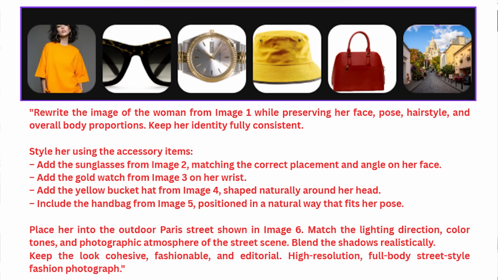I'll add the prompt: rewrite the image of the woman from image 1 while preserving her face, pose, hairstyle, expression, and full body proportions. Keep her identity perfectly consistent. Add the sunglasses from image 2, placing them naturally on her face with correct perspective and angle. Add the gold watch from image 3 on her wrist with realistic scale and reflections. Add the yellow bucket hat from image 4, shaped naturally to her head and hair. Add the handbag from image 5, positioned to match her pose and weight distribution. Place her into the outdoor Paris street from image 6.